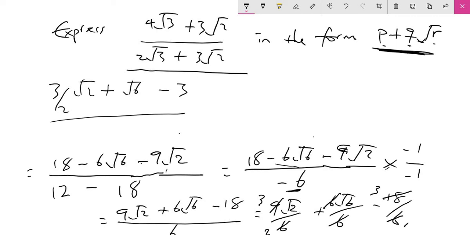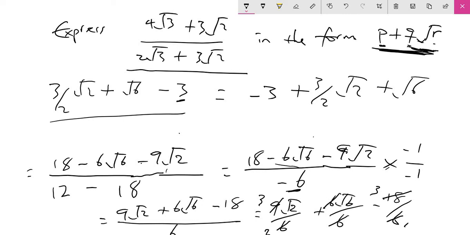Now they want us to express it in the form of this, meaning the root part must be second, as in it must occur here. Right. So the rational number will basically stand alone. So meaning we have to bring this first. So this is equal to minus 3 plus 3 divided by 2 root 2 plus root 6. Alright.